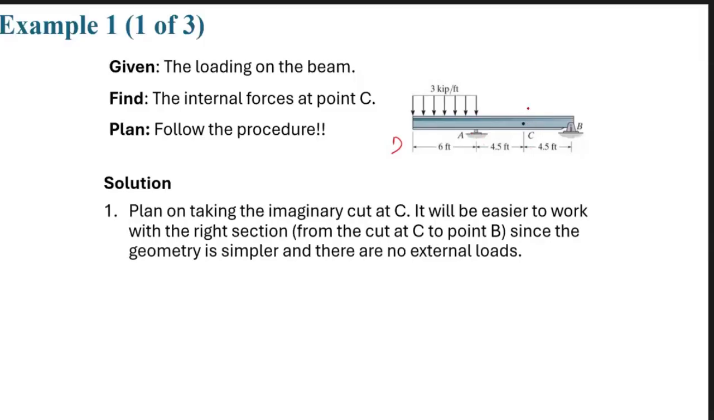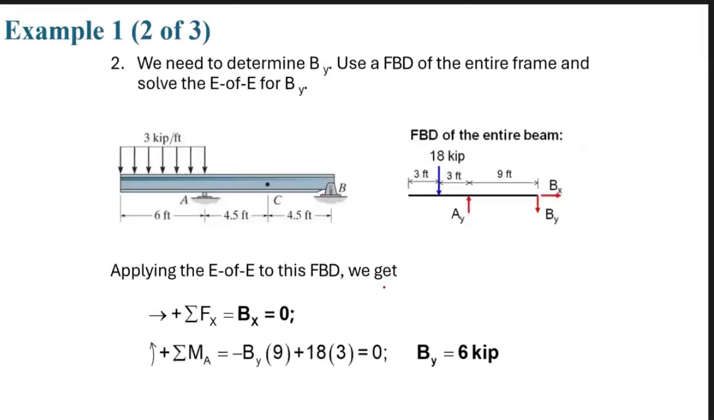We can consider 2 imaginary cuts, left side or right side. Just by looking at it, without finding the support reactions, it is clear that the right side is easier for us. Why? Because we don't have any external forces on the right side except the support reactions at point B. So we consider point B. Then find the support reactions, meaning at point A and point B. At B, we have Bx and By. At A, we have Ay.